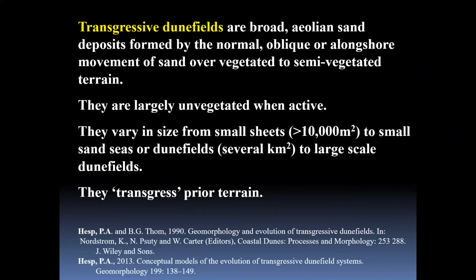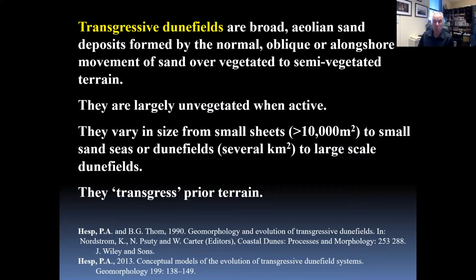Transgressive dunefields, just in terms of definition, are broad aeolian sand deposits formed by normal oblique alongshore movement of sand over vegetated to semi-vegetated terrain, largely or partially unvegetated when active, and vary in size from relatively small sheets to quite large sand seas, on the scale of small desert dunefields. They transgress prior to rain. The definition is poor, but it's been around in Australia since, I guess, the 50s, and so we're kind of stuck with it.